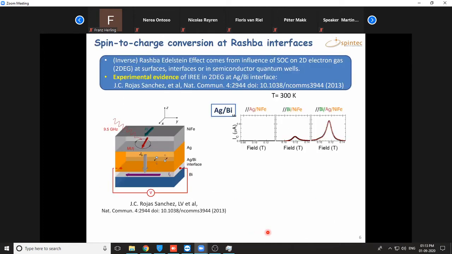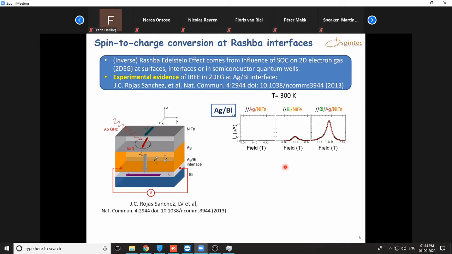When we started by studying the Rashba effect, we first focused on the silver bismuth case, which is well known, through ARPES measurement, for having a very large spin-orbit coupling. So we deposited nickel iron on top of a silver bismuth stack, and we identified that neither silver nor bismuth alone gives a large signal. It's only when we form the bismuth silver interface that we have a large signal. So it was important to have this interface, and this is how we identified the Rashba origin of the conversion in this case.